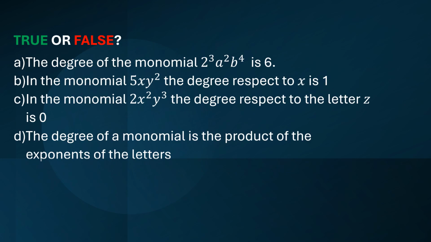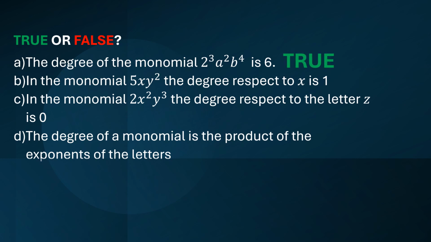Now, last questions. It's a true or false. I will show the answer after each letter. Okay, so when I complete the first one, I will show the answer. When I complete B, I will show the answer, and so on. So the degree of the monomial 2 to the cube a squared b to the 4th is 6. I'll show the answer in 3, 2, 1.